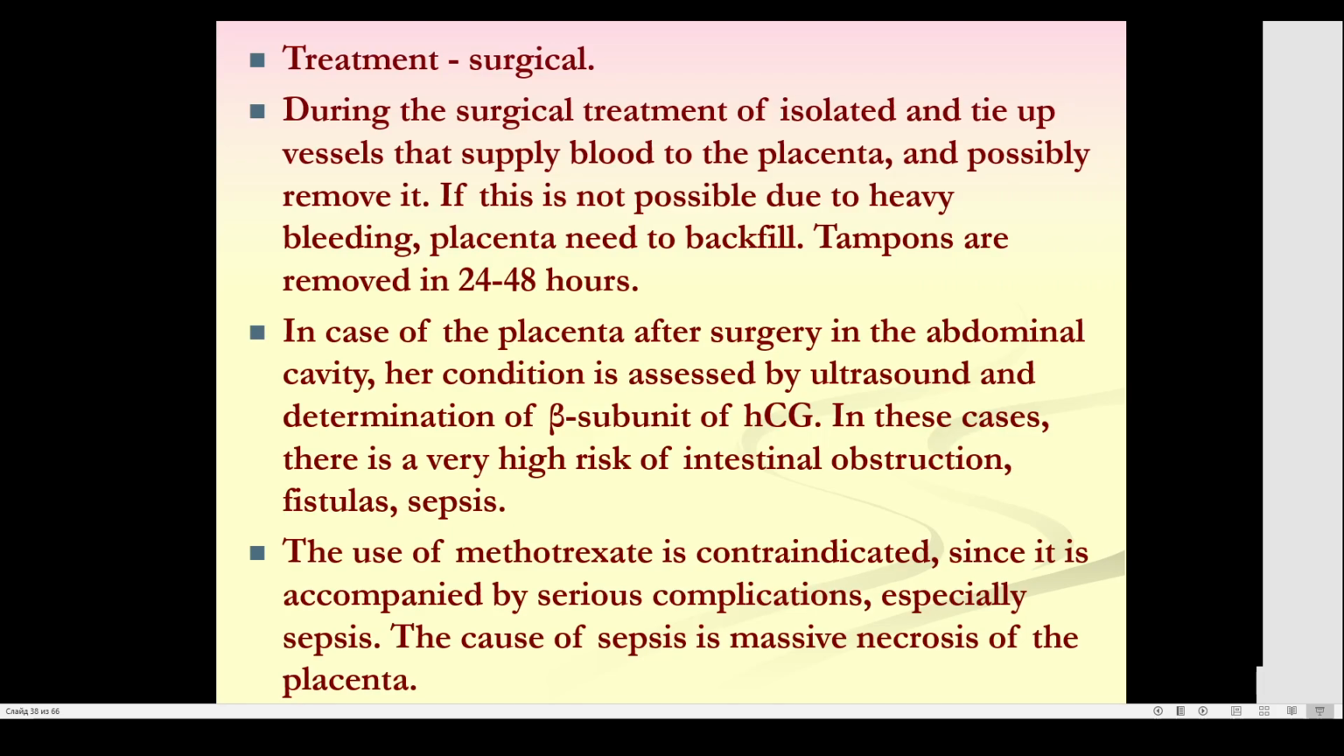Treatment. Usually it's surgical treatment. We remove this ectopic pregnancy. During the surgical treatment, we isolate and tie up the vessels that supply blood to the placenta and possibly remove it. If this is not possible due to heavy bleeding, the placenta needs to be packed with tampons. Tampons are removed in 24-48 hours.